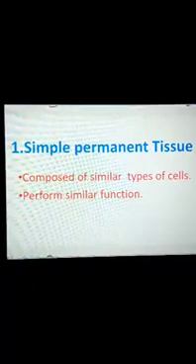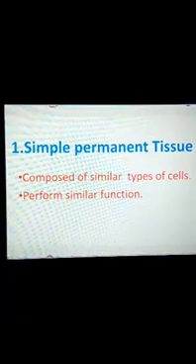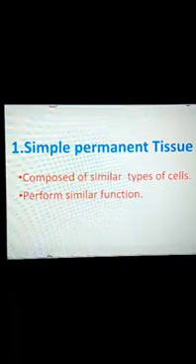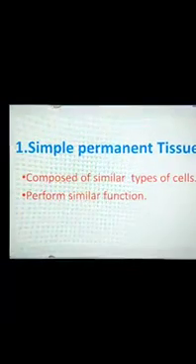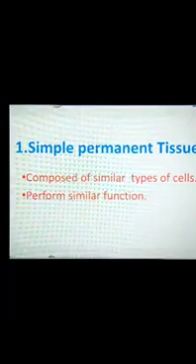The first type of permanent tissue is simple permanent tissue, which is defined as the tissue which is composed of similar types of cells. The most important point is that these tissues are made up of the same kind of cells and perform a similar function. So we can say the simple permanent tissues are those non-dividing tissues which are made of the same kind of cells and perform the same function. As I have shown you through the flowchart, simple permanent tissues are of three types: parenchyma, collenchyma and sclerenchyma.